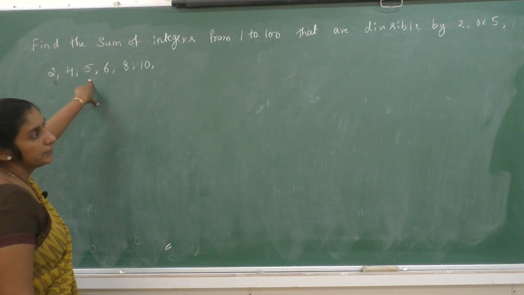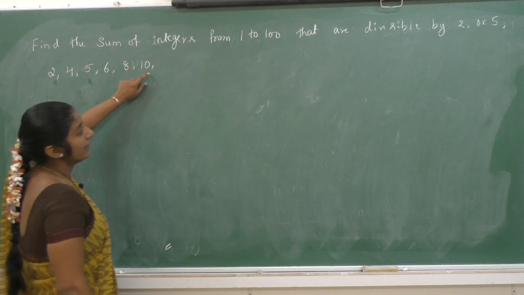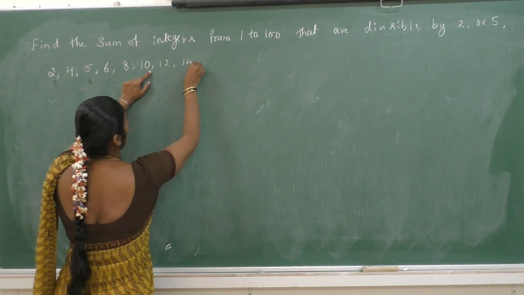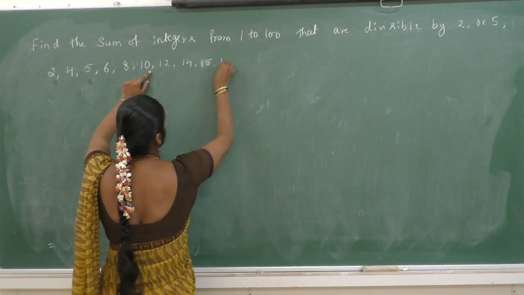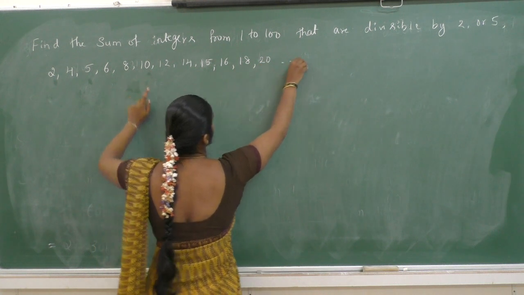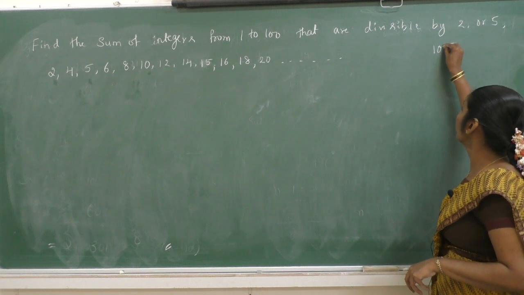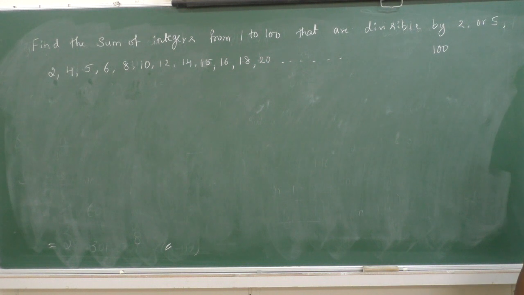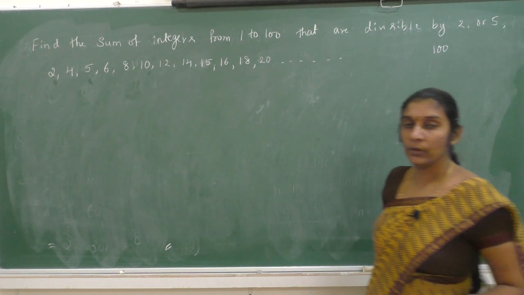Both? Which one? Divisible by both 2 and 5. Then 12, 14, 16, 18, 20, and so on up to 100. So we have to keep adding these numbers. So how do we add these?